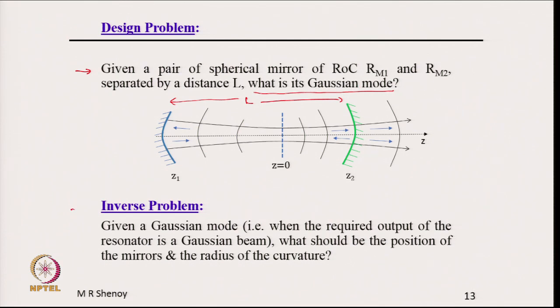The inverse problem is, given a Gaussian mode, that means we require a certain Gaussian mode, what should be the position of the mirrors and the radius of curvature to get a required Gaussian beam. In a particular application, you need a certain type of Gaussian beam, then what should be the positions of the mirrors and the radii of curvature of these mirrors that you should choose. So, these are the design problems.